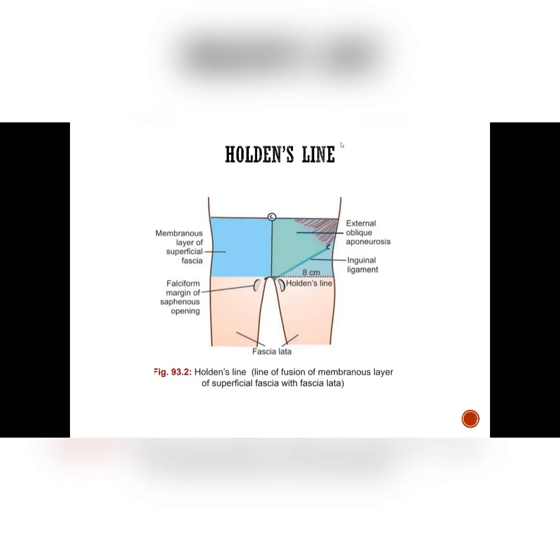What is the name of the deep fascia in the lower limb? Just an easy question to refresh your memory. Do you remember? Fascia lata. Yes, fascia lata is present in the lower limb. Scarpa's fascia will fuse with fascia lata at a line known as Holden's line. This is just additional information for those who are interested. You can learn these facts. But all of you have to know the continuation of Scarpa's fascia into the perineum.